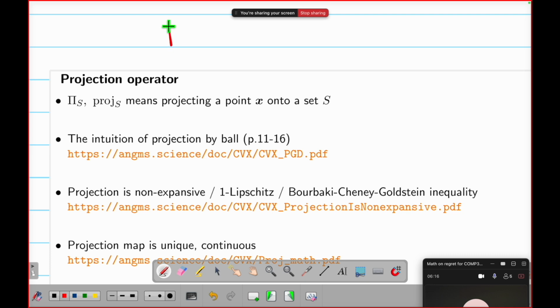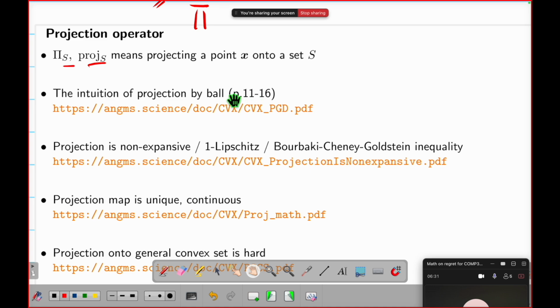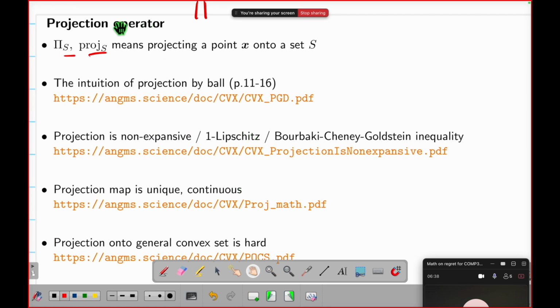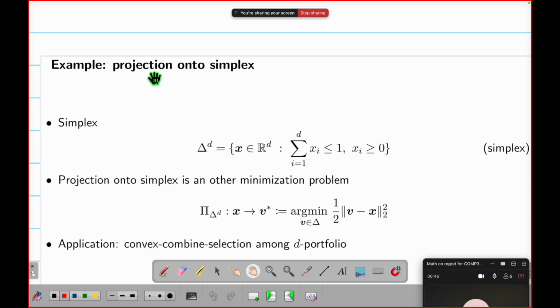So again, this is projection. That means it starts with letter P. In Greek, P is pi, so that's why we have this. Or we write PRJ, okay? Basically it means projecting a point x onto a set, and there are a lot of things here, okay? I don't have time to talk about this so much. You can have a look or just listen to this. So this is called projection onto simplex.